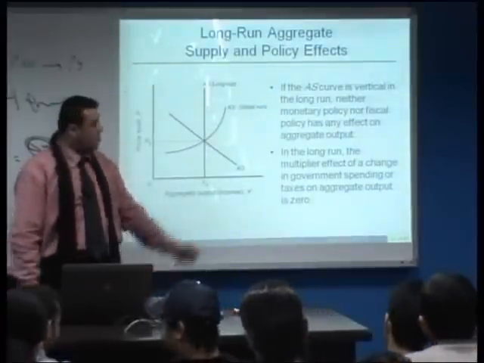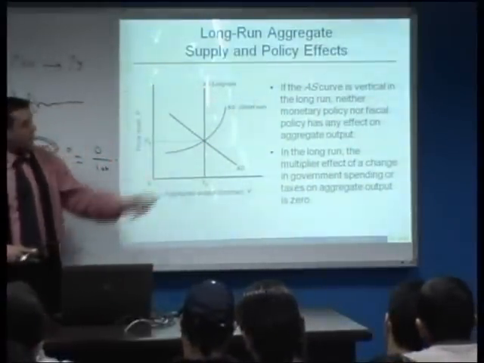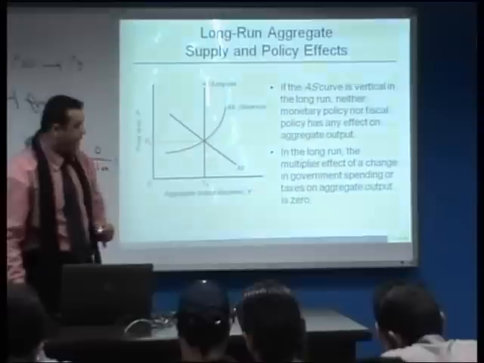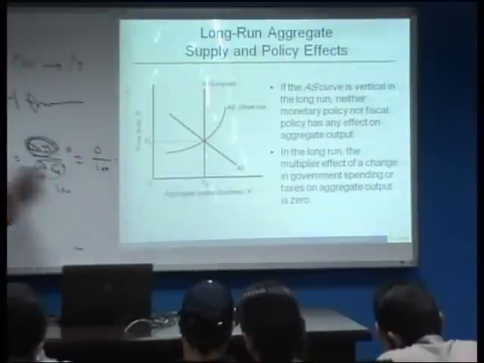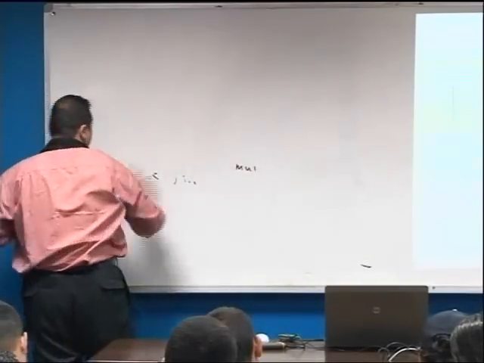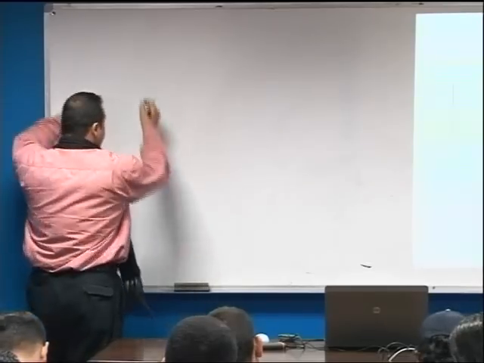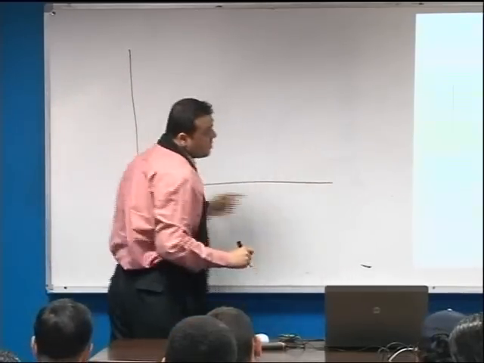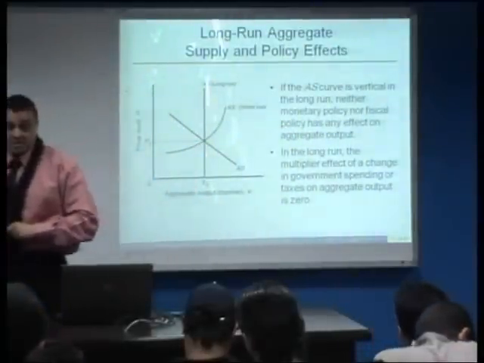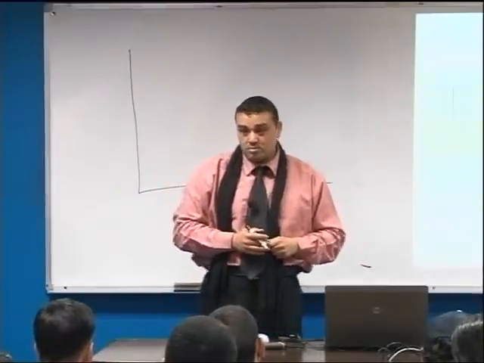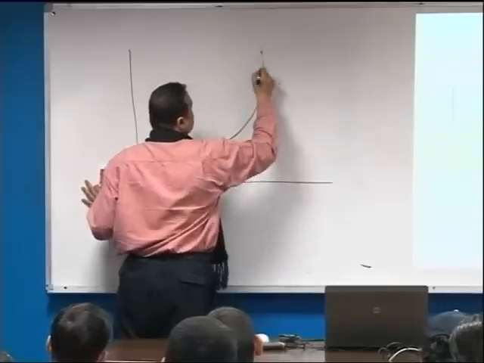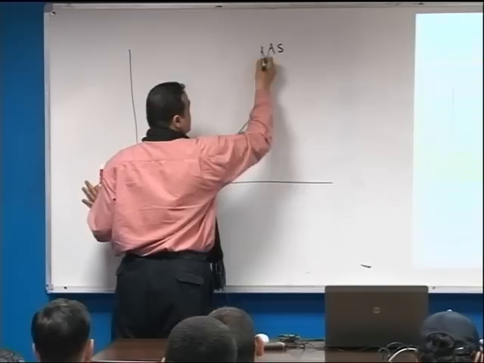So as you see, if the aggregate supply curve is vertical in the long term, we make a diagram like this. If the aggregate supply curve is a vertical line, in this case neither the monetary policy nor the fiscal policy has any effect on the aggregate output. Right? In the long term, aggregate supply is a vertical line here.